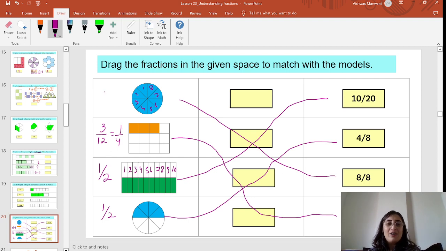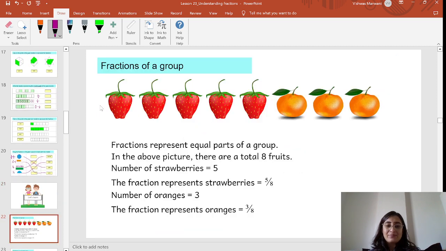And here one full image is shaded. Now 1 can be written as 1 by 1 or it can also be written as 8 by 8, because in this case when I divide the numerator and denominator both by 8, I will get 1 only. So I hope all these questions are clear to you. Okay, let's do one more example.